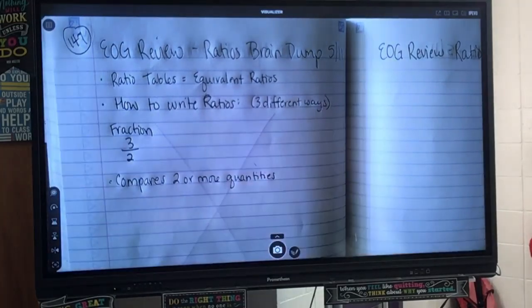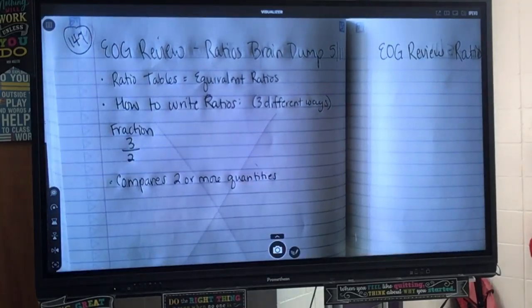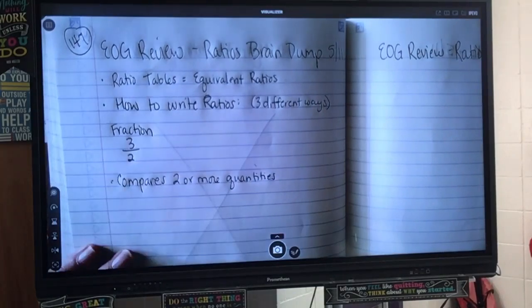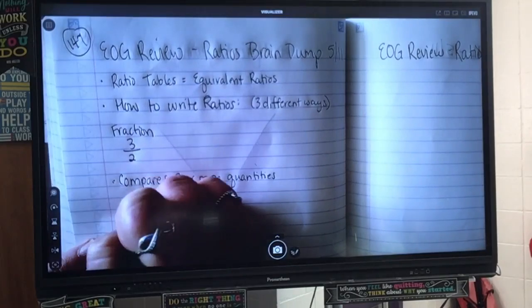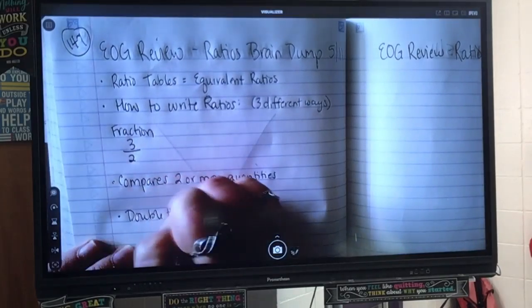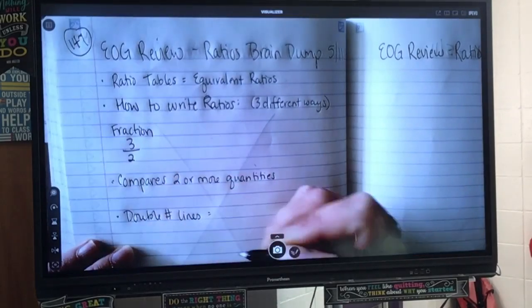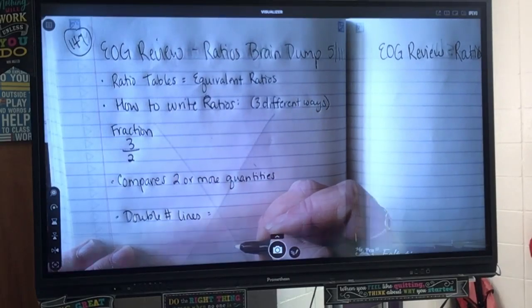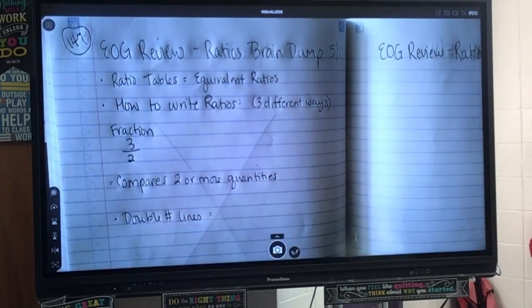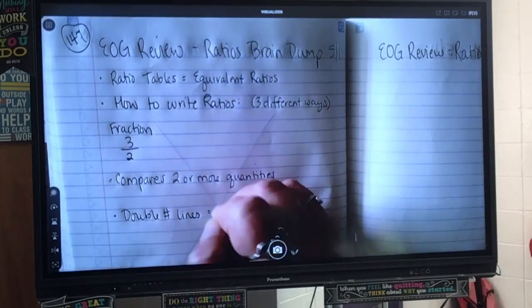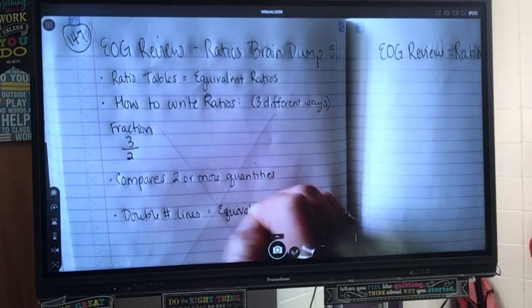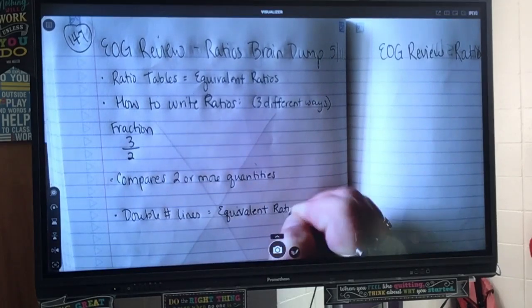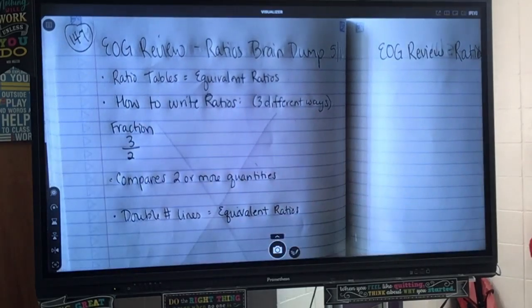All right. What else? You can work with tables and double number lines. And they show what? The ratios. What kind? Usually equivalent. All right. What else?